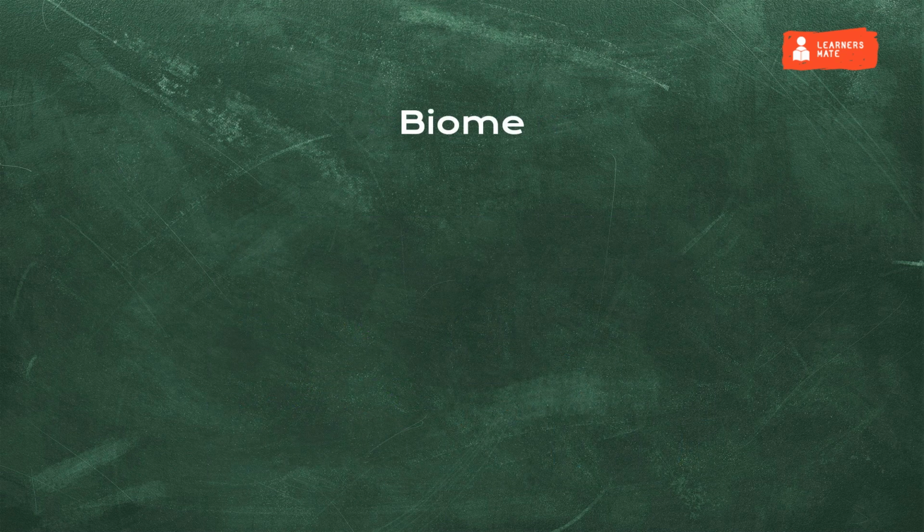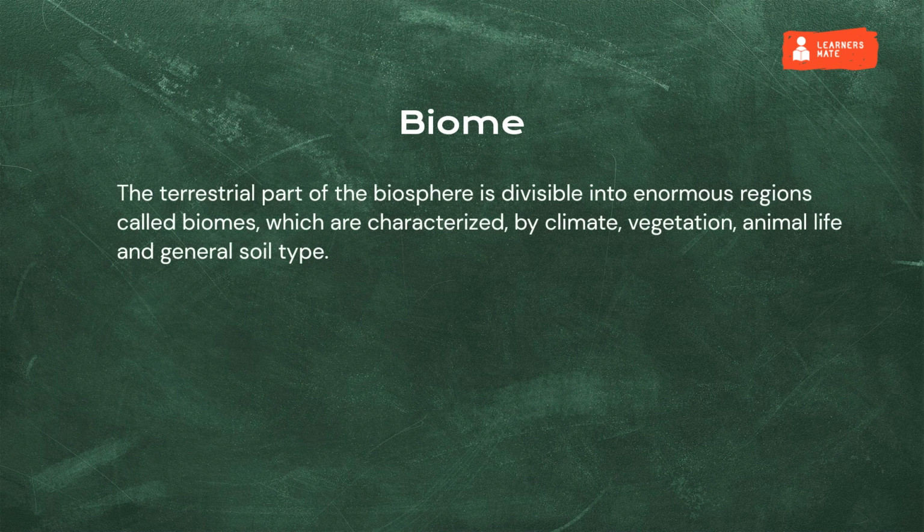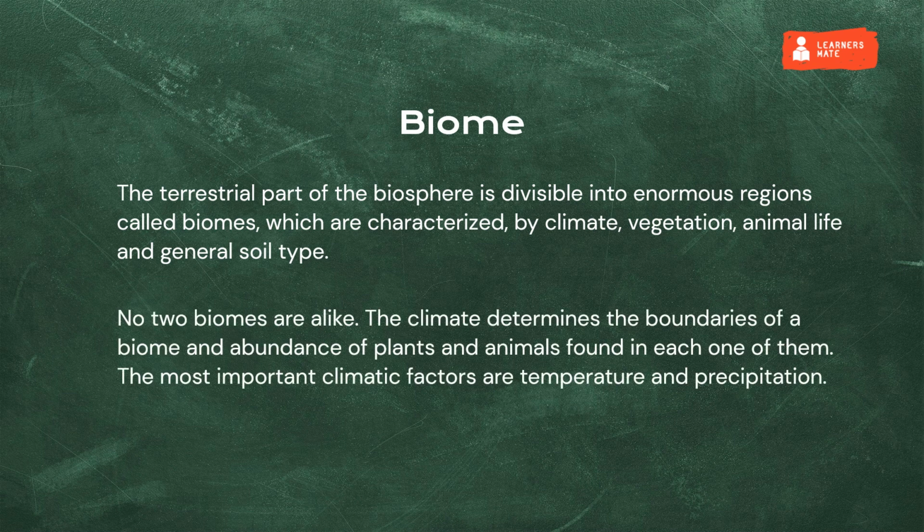The biome. The terrestrial part of the biosphere is divided into enormous regions called biomes, which are characterized by climate, vegetation, animal life, and general soil type. No two biomes are alike. The climate determines the boundary of biomes and the abundance of plants and animals found in each one of them. The most important climate factors are temperature and precipitation.